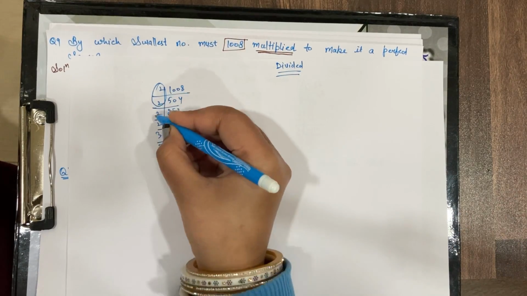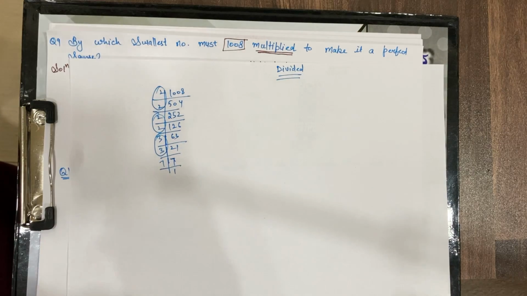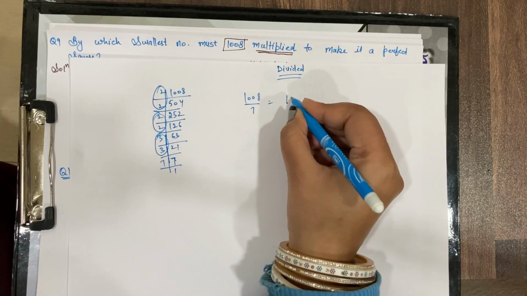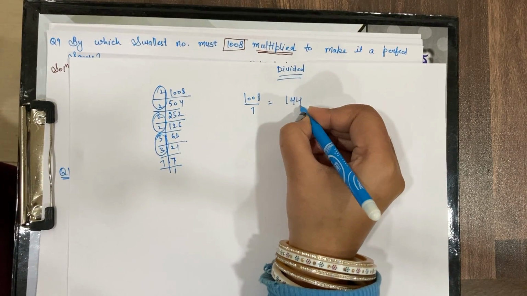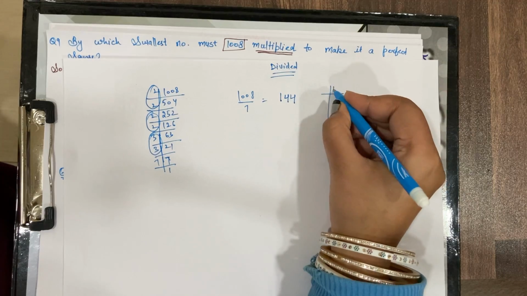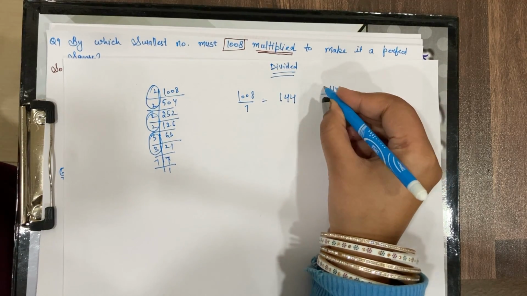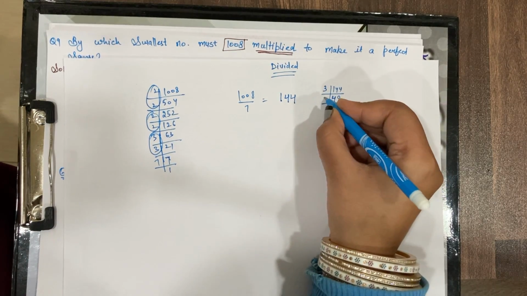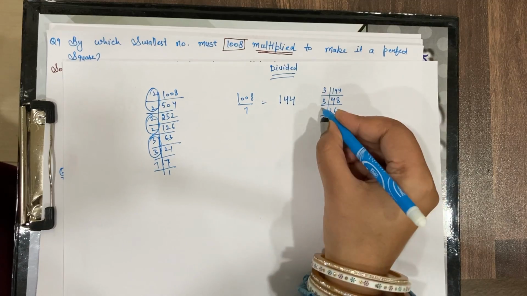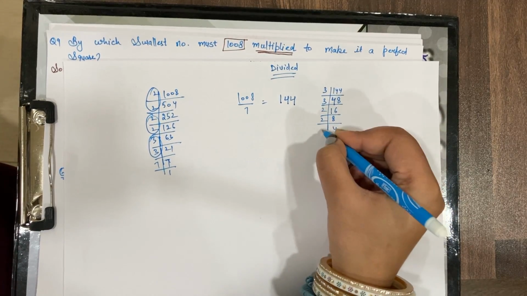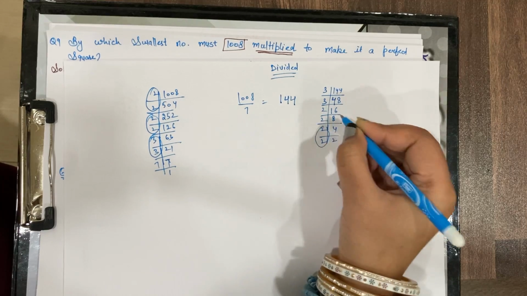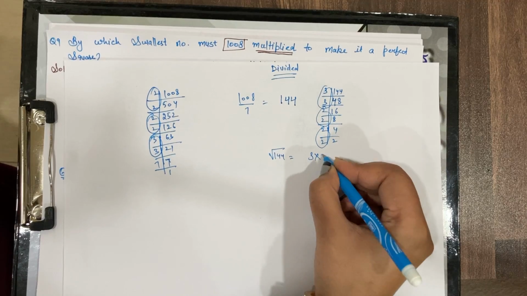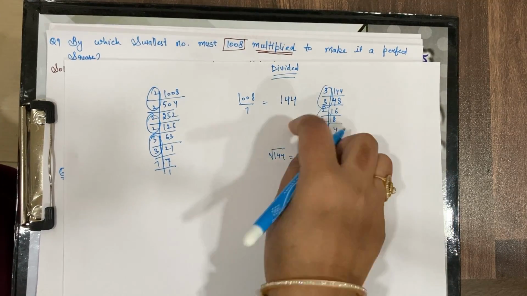2 is having a pair, 2 is having a pair, 3 is having a pair, 7 is not having a pair. So divide it by 7. We get 144. Now you can check 144. It is a perfect square. On the table of 3, on the table of 3 again, on the table of 2, on the table of 2, 2, 2. Every number is having a pair. So 3 into 2 into 2, 12. So it's a perfect square.